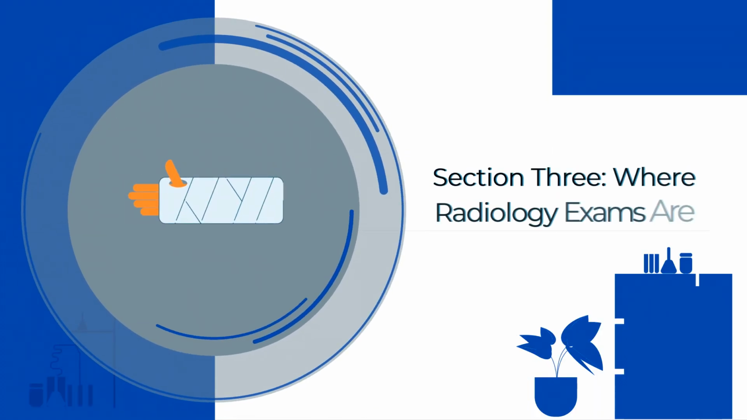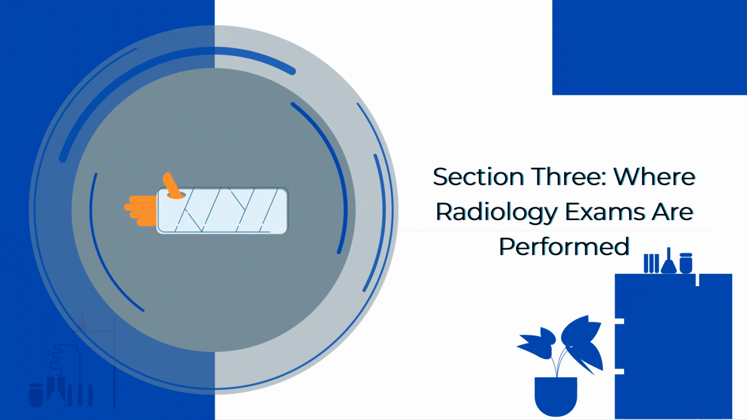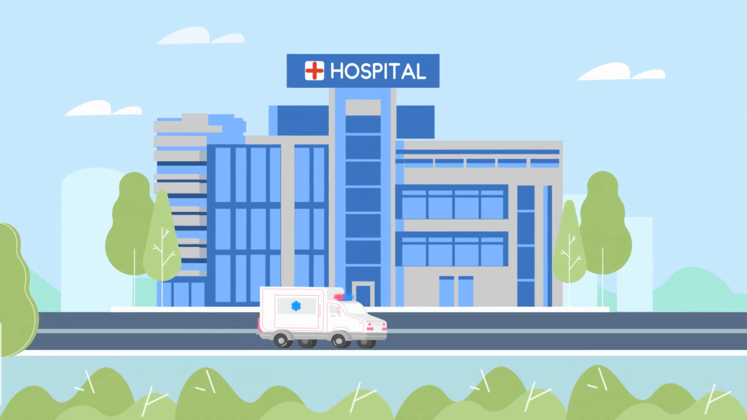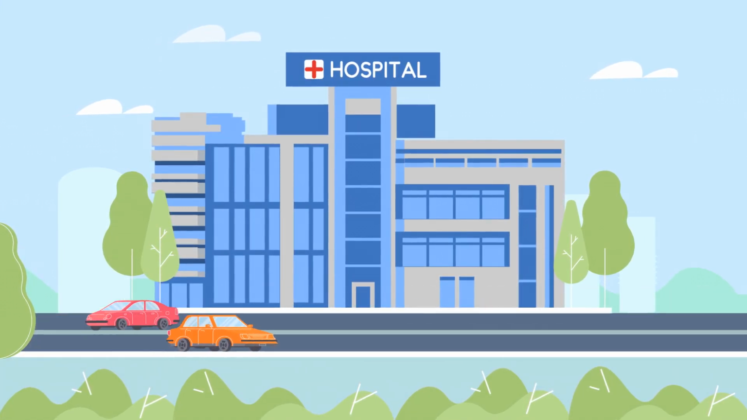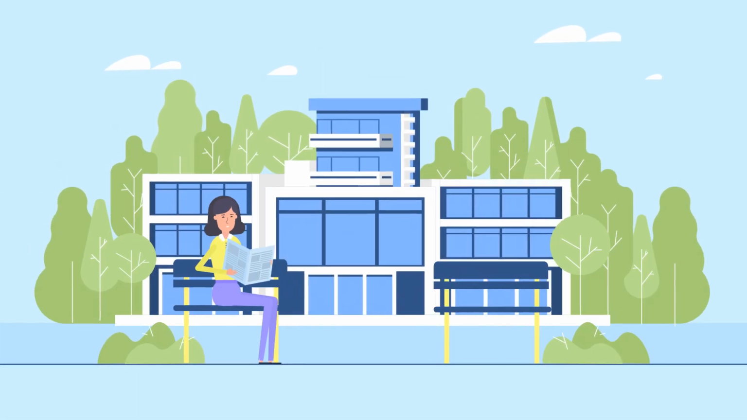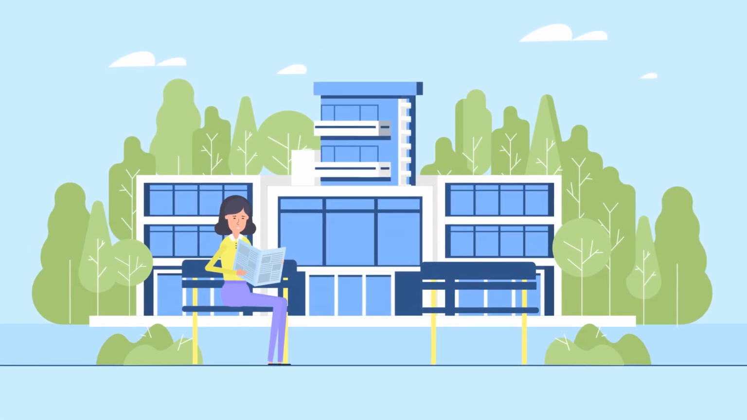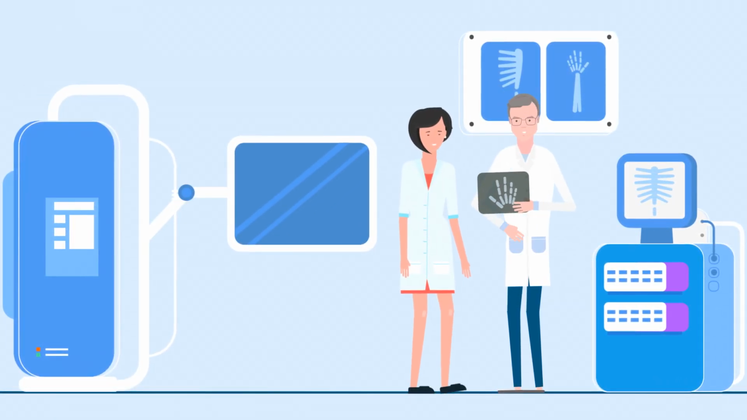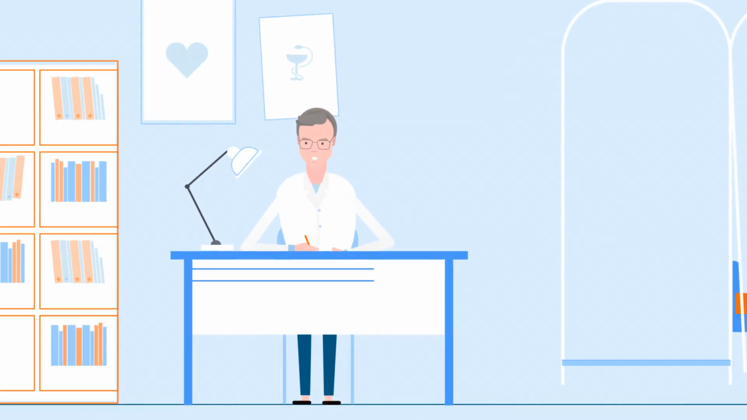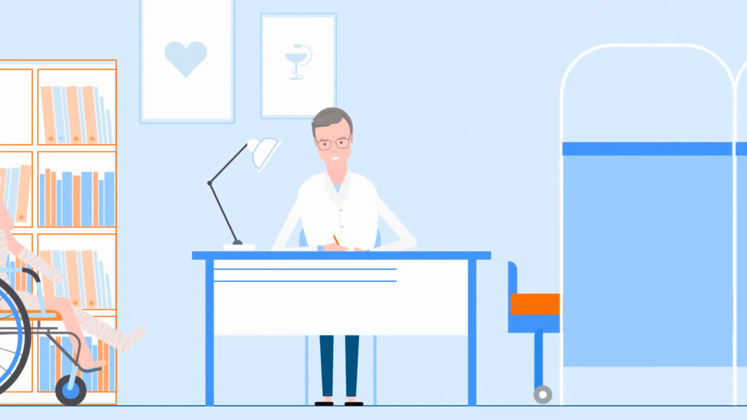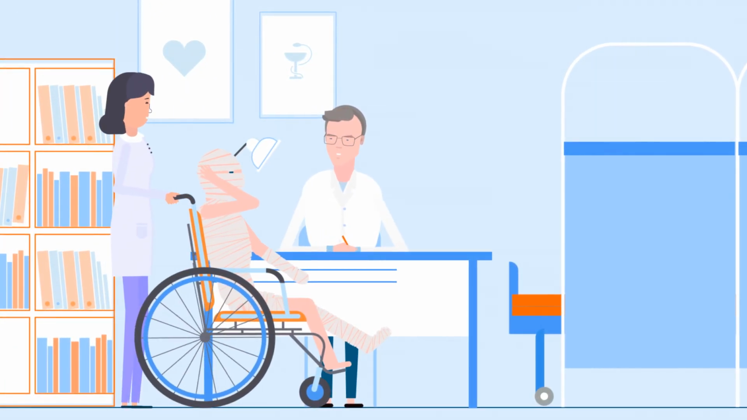Section 3, where radiology exams are performed. You'll find imaging services in several settings: hospitals and HMO-based systems, which are equipped with cutting-edge technology and expert staff; emergency rooms where rapid imaging can be a lifesaver; urgent care clinics offering quick access but sometimes with less advanced equipment; independent imaging centers which provide high-quality services at competitive rates; and even orthopedic offices, now often outfitted with advanced diagnostic tools. Each setting has its own workflow, and understanding these environments helps you assign the correct codes.